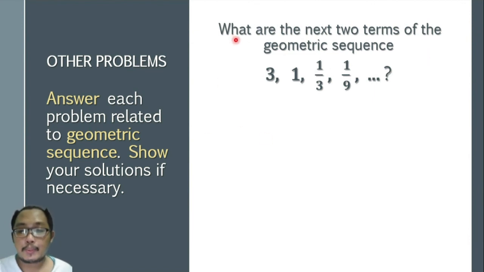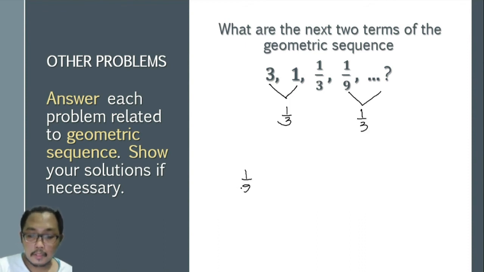We may also have questions like this. What are the next two terms of the geometric sequence? Again, we merely have to apply the same idea. We can easily obtain a common ratio by dividing 1 by 3, which is 1/3. And now we have to multiply the 1/3 with 1 over 9 to give us the next. Okay?